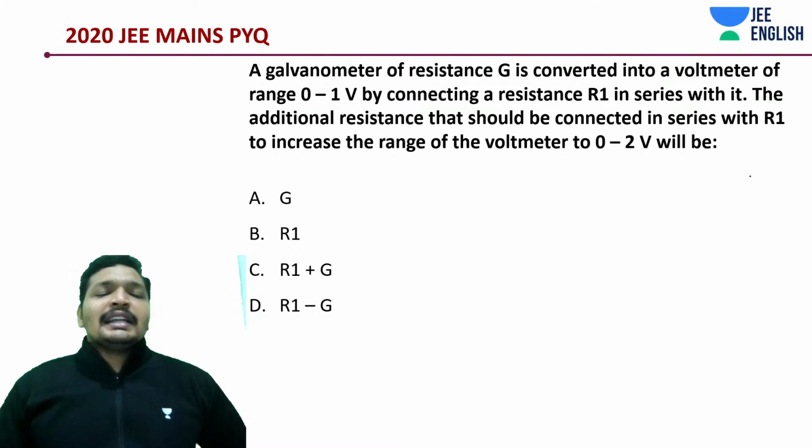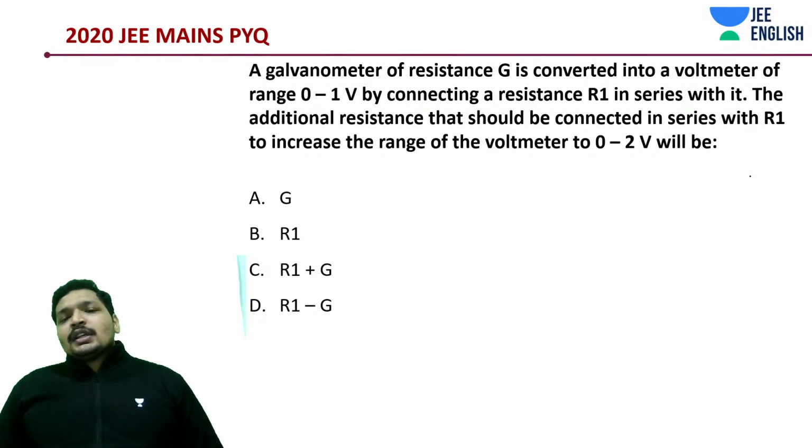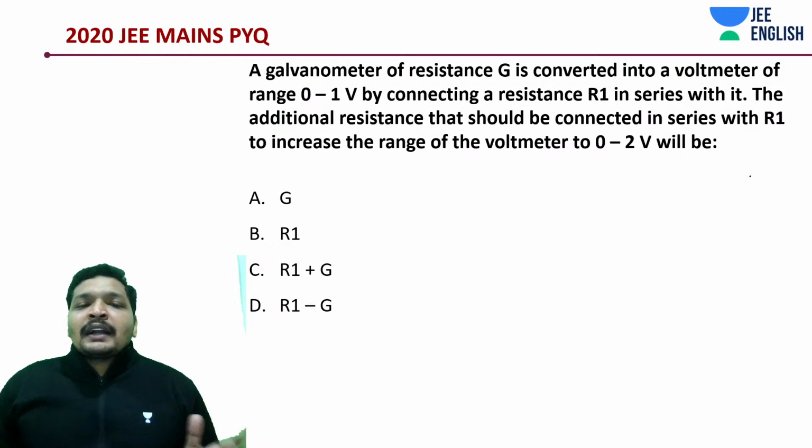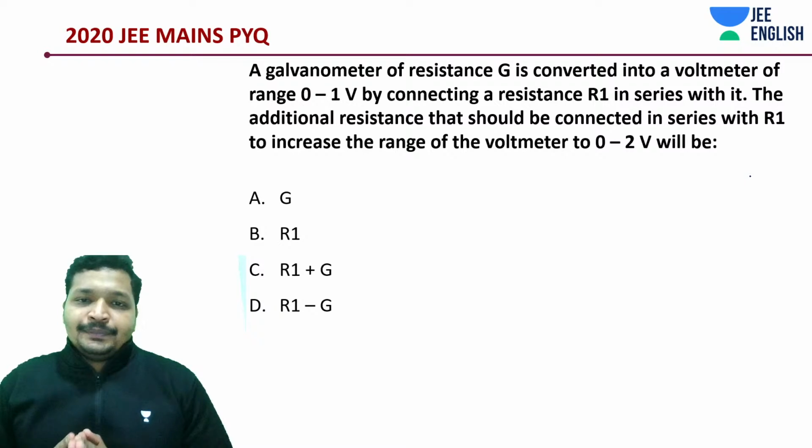Going to be how much? Initially it's 0 to 1 volt, and then how do you make it 0 to 2 volt? You know what is the limiting factor in a galvanometer? Current. It's a current sensitive device.